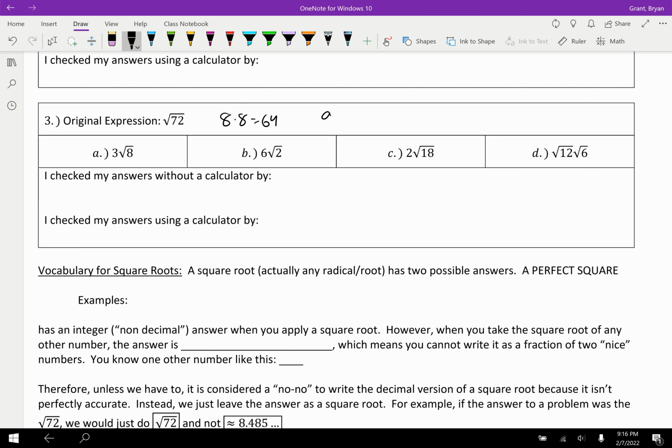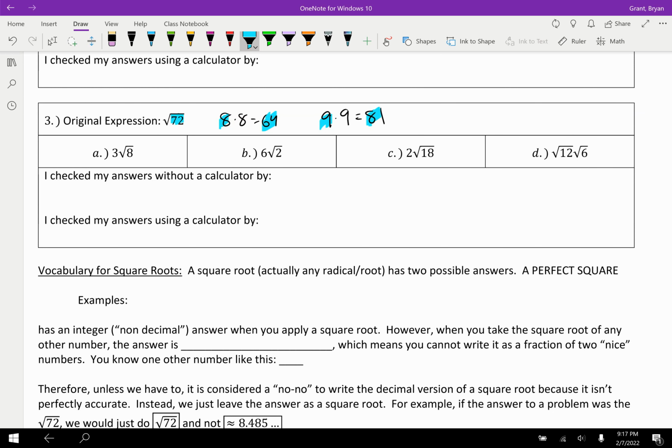And it's also not 9, because 9 times 9 is 81. Right? 72 is somewhere in between 64 and 81, which means the answer to the square root of 72 is somewhere in between 8 and 9. 8.1, 8.2, 8.5, I'm not quite sure. And so we run across a style of square root we haven't dealt with before because 72 is not a perfect square.